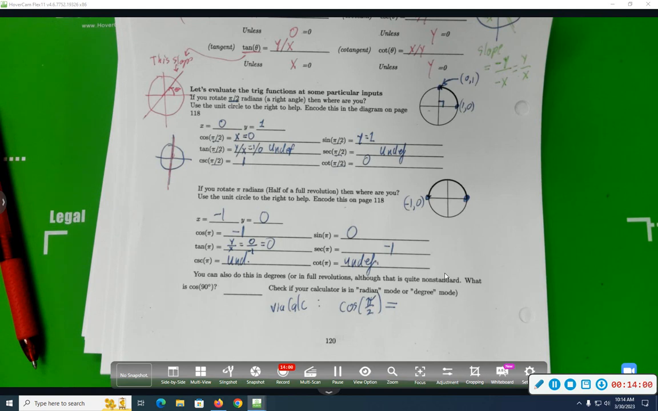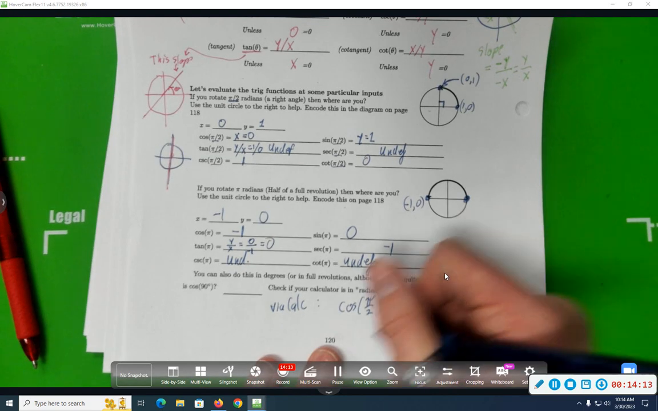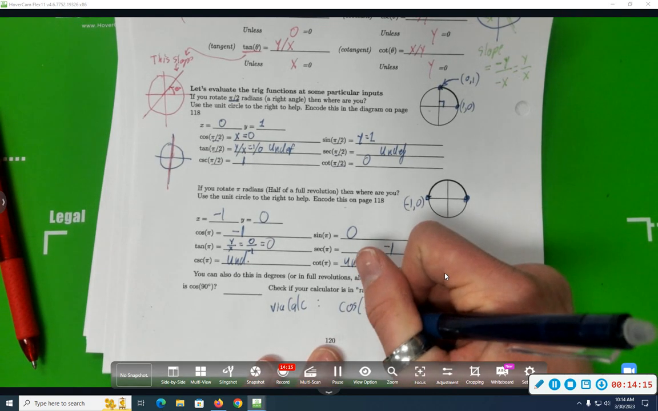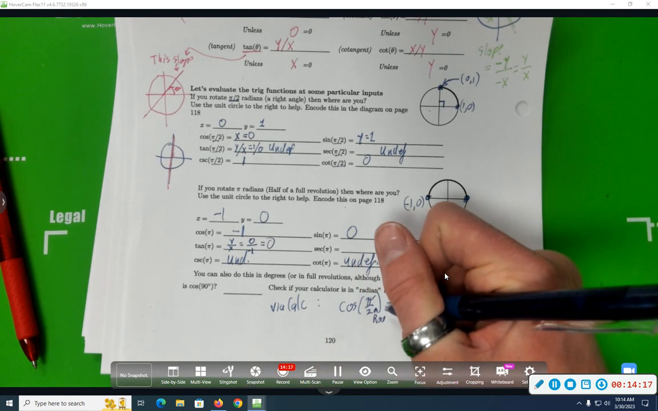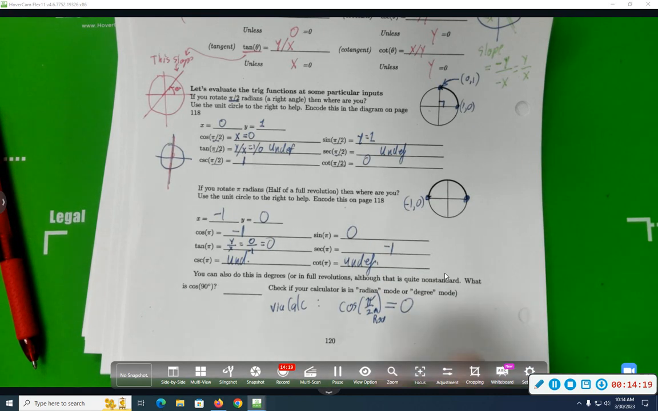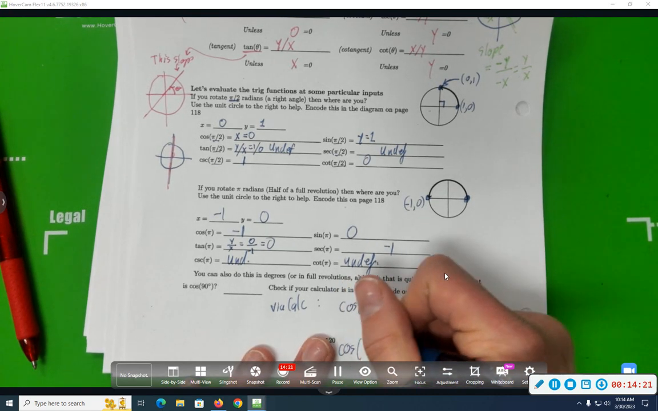Cool. So, tell me what you get. What are the numbers people get when they plug into the calculator? Anyone get a thing that's not 0? What'd you get? Well, it was 0.99, and then I changed my calculator into radians. Yeah. So cosine of pi over 2 radians is 0. Radians is always what you assume if you're not told otherwise.